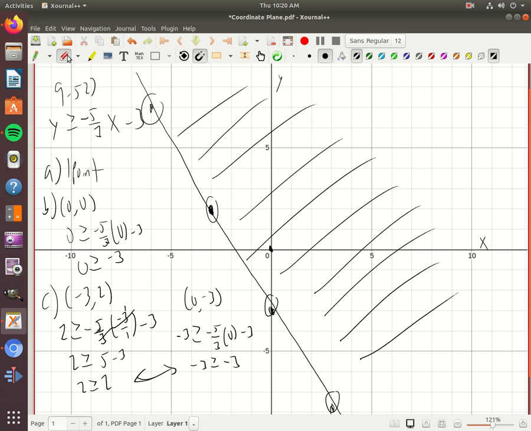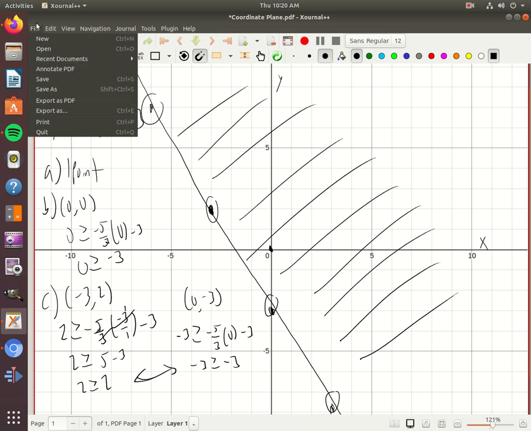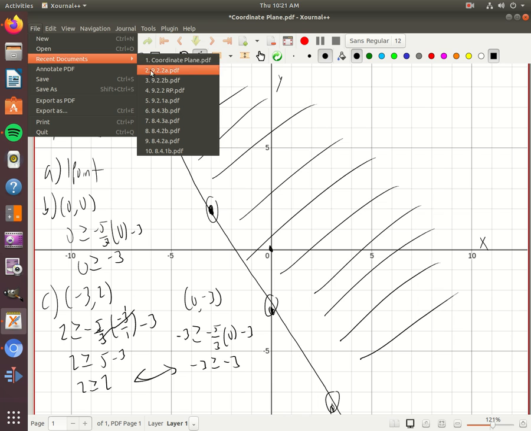If it looked like this and it wasn't equal to, then equal would be false, and that's why we would have a dotted line. So I hope that makes a little bit of sense why we don't want to check points on the boundary, because that equal sign or not equal sign tells us if it is or isn't.